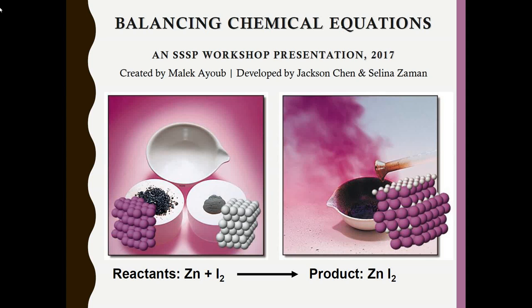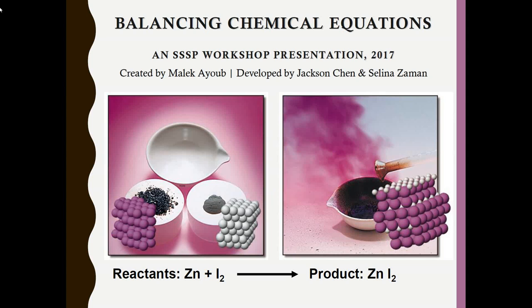Hi everyone, this is Selina Zaman, and today we're going to be talking about chemical reactions. A chemical reaction occurs when we add two or more different chemicals and we form a different product. So when we write down a chemical reaction in an equation form, that's going to be called a chemical equation.